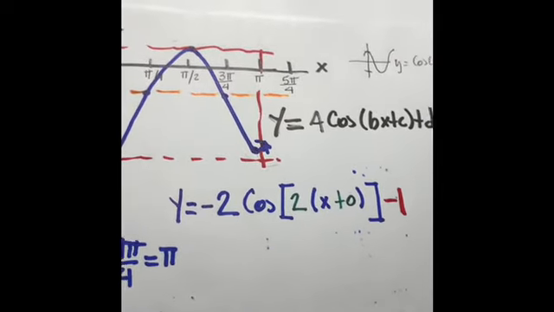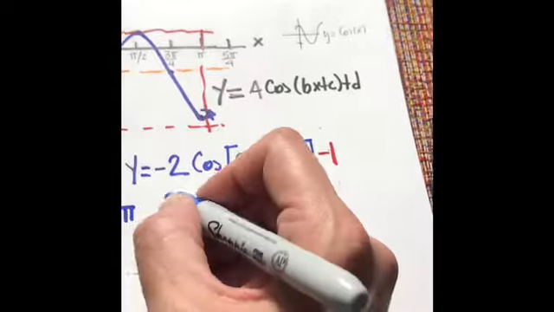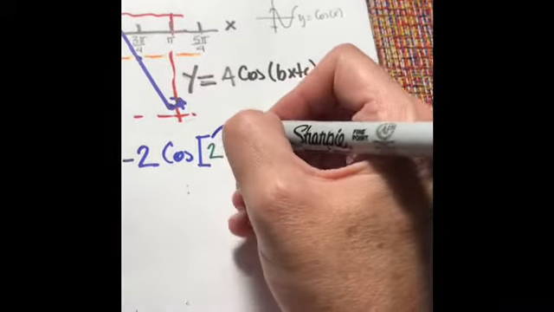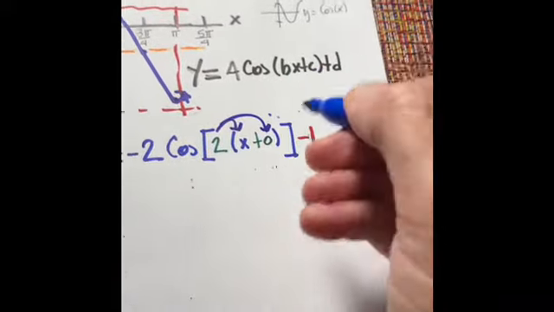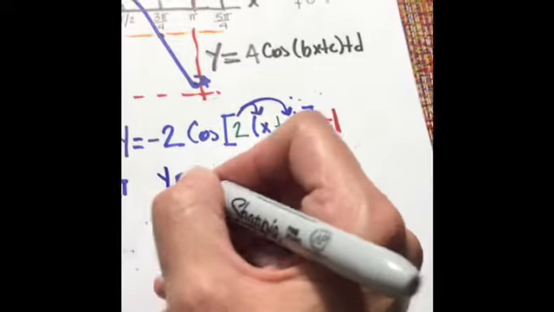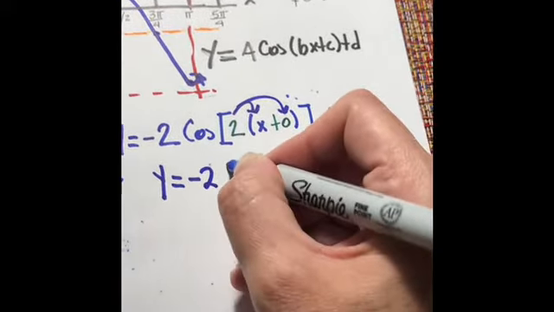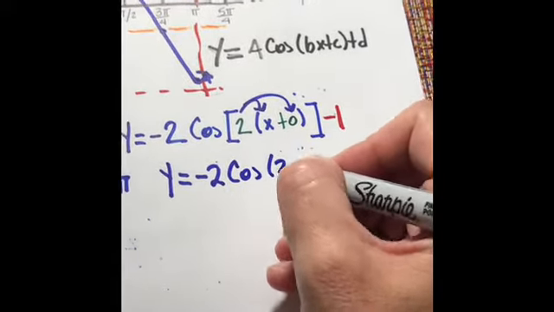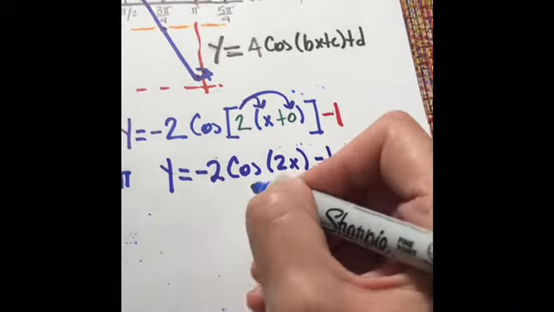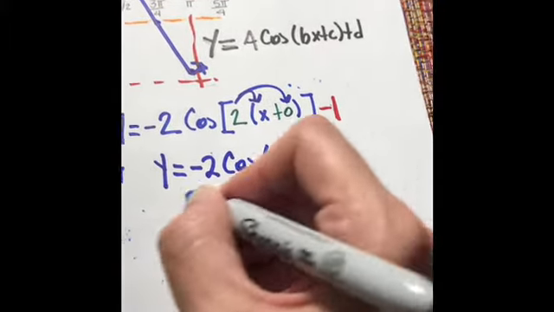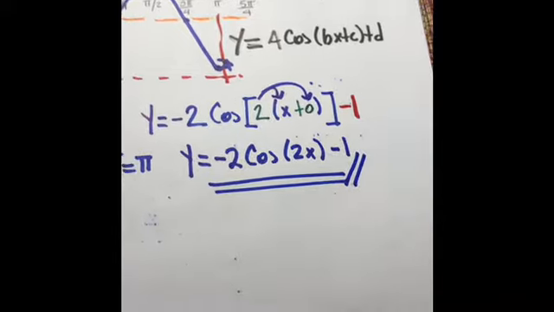So once that I have all of the elements, what I finish doing is just doing FOIL with the 2. The 0 doesn't need to be written down. So y will be equal to negative 2 cosine of 2x minus 1. And that's my final equation.